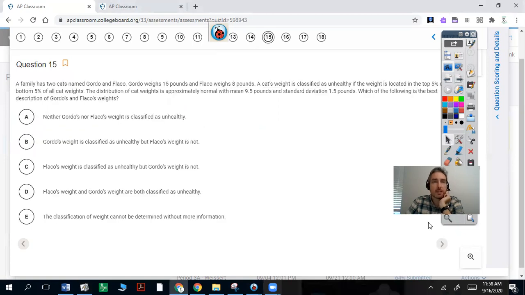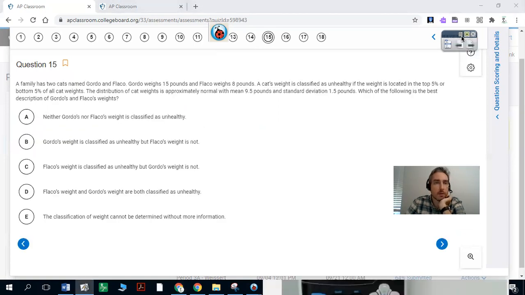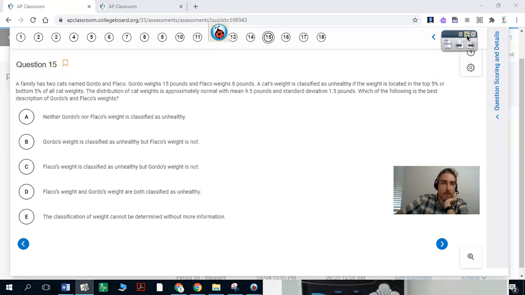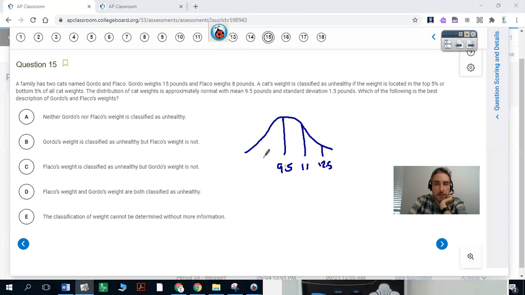15. A family has 2 cats named Gordo and Flaco. Gordo weighs 15 pounds, Flaco weighs 8 pounds. A cat's weight is classified as unhealthy if the weight is located in the top 5% or bottom 5% of all cat weights. The distribution of cat weights is approximately normal with a mean of 9.5 and a standard deviation of 1.5. So we're talking like 1.5, that's going to be 11, 12.5, 8, 6.5. We can go further on if we want to.